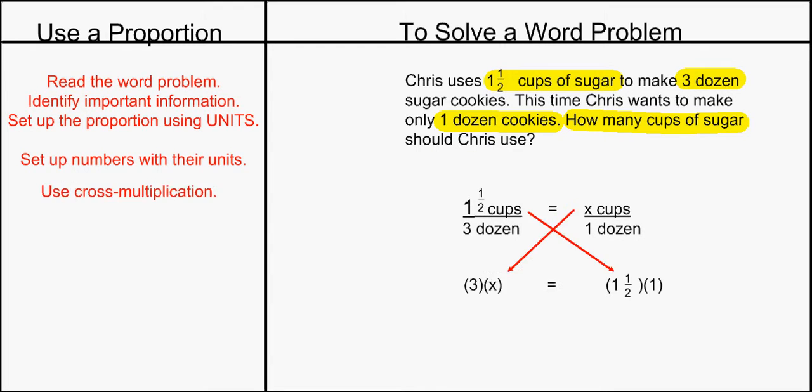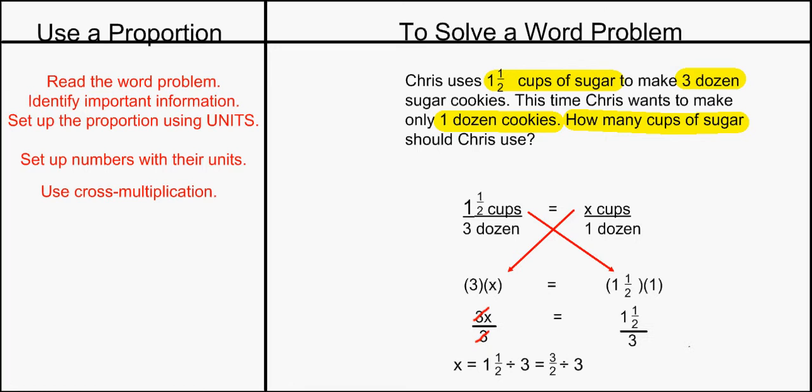Now we'll use cross multiplication. 1½ times 1, 3 times x. 3x equals 1½. We're going to need to divide by 3. But you know how to do that. We're going to take x, and it equals 1½ divided by 3.